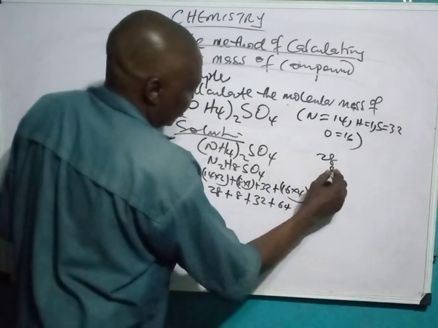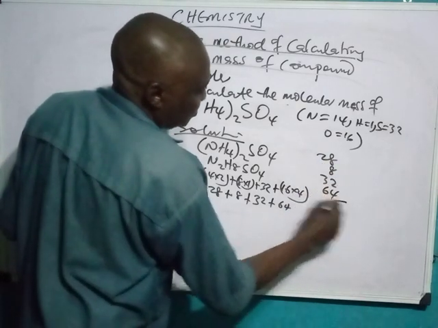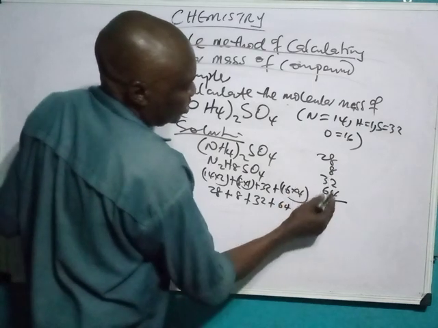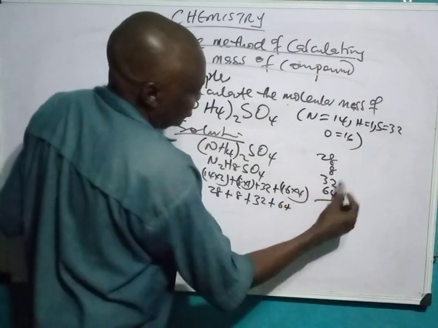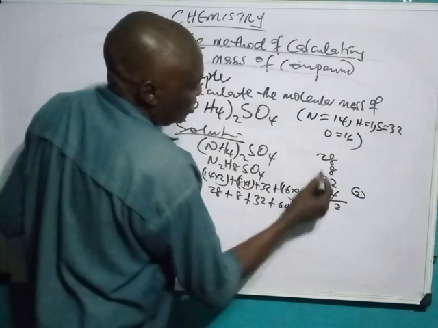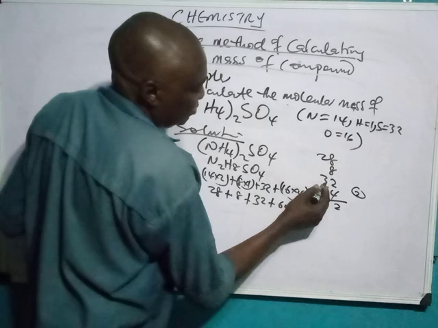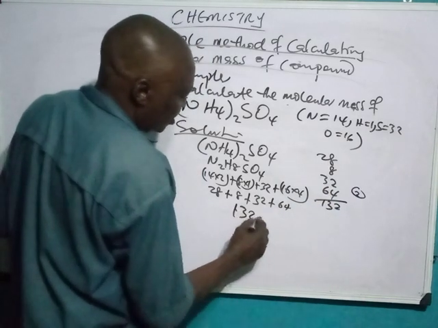So let's add it. 28, 8, 32, 64. 8 plus 8 is 16, plus 2 plus 4 is 20, plus 2 is 22. 6 plus 5 is 11, 12, 13. So 132 gram per mole.